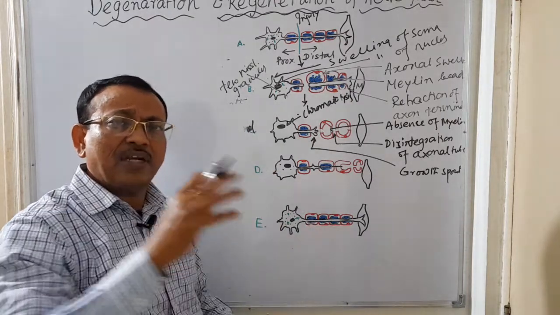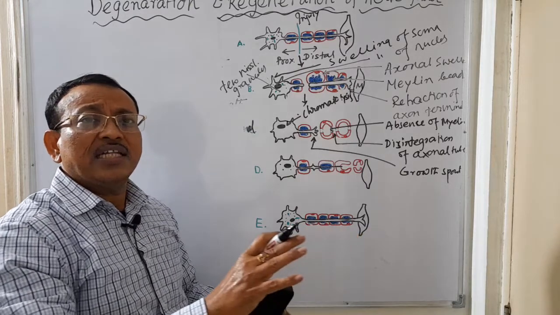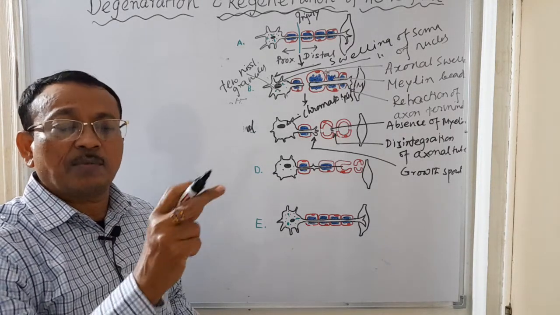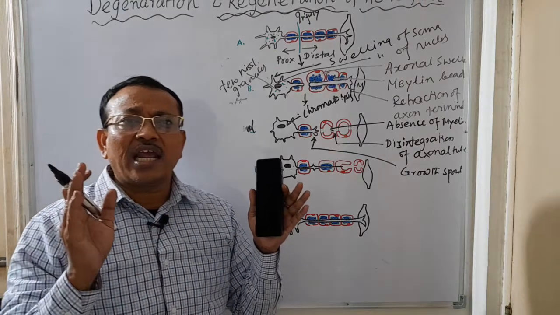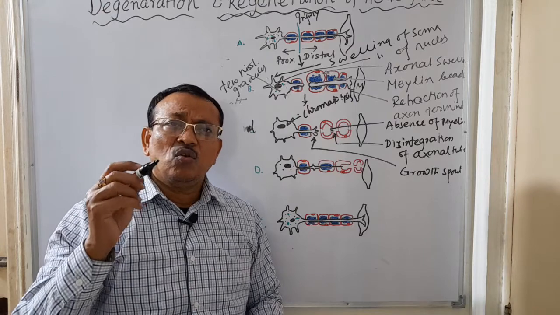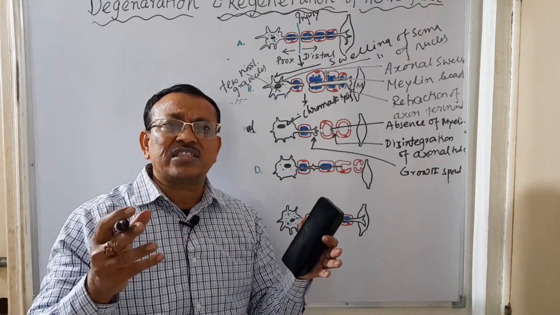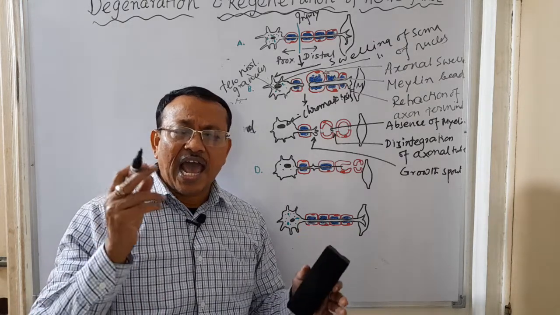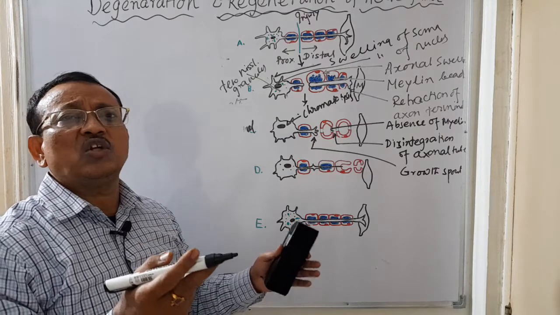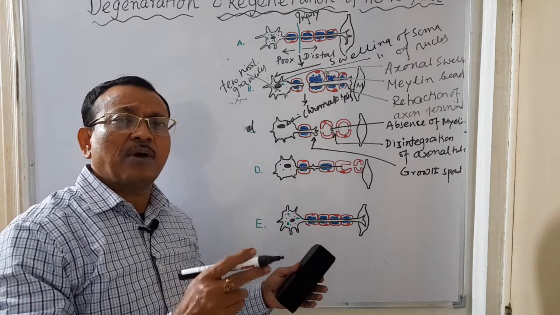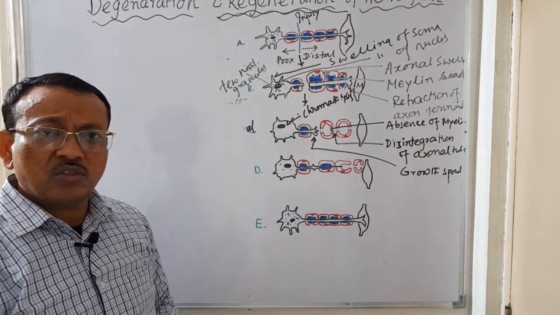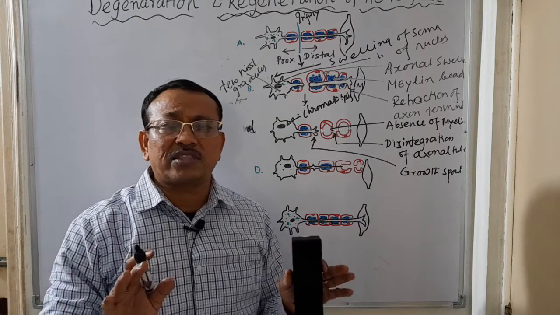They rapidly engulf it, they rapidly phagocytose it, and thereby there is no chance of it getting regenerated. That nerve fiber does not regenerate in the central nervous system. Secondly, the external environment of the brain is not favorable for regeneration, because so many growth inhibitors are getting released, and regeneration is basically the regrowth. So that growth is not maintained properly, and thereby there is no chance for regeneration of the central nervous system neurons. So regeneration does not take place in the central nervous system neurons.